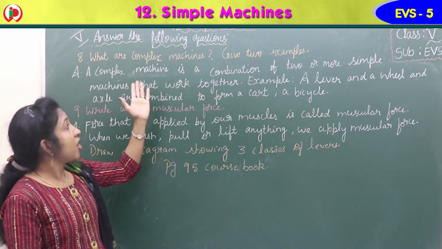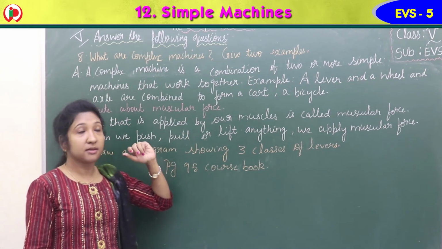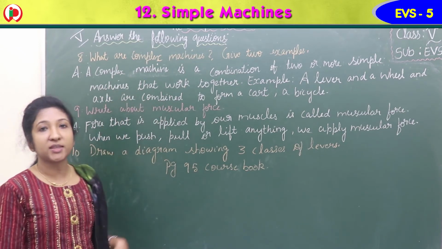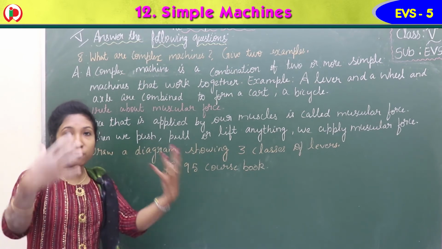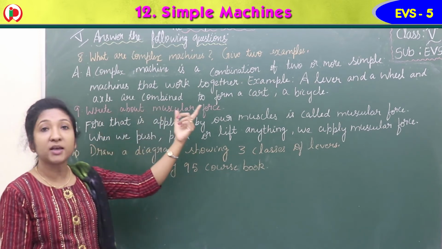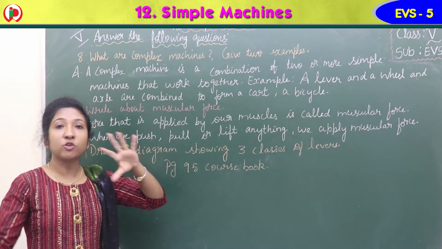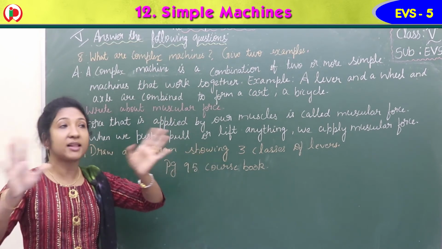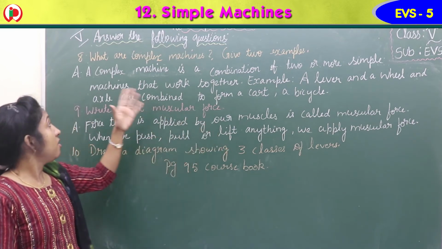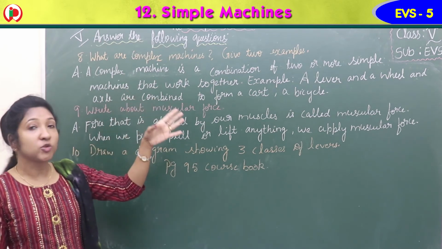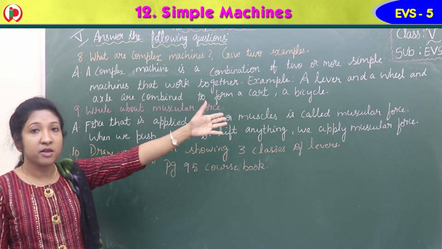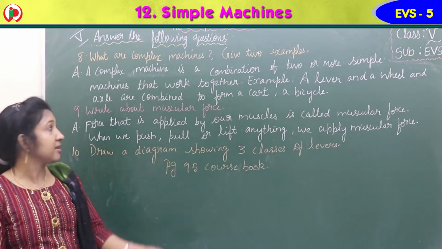So next question is the 8th question. What are complex machines? Give 2 examples. A complex machine is a combination of 2 or more simple machines that work together. 2 or more simple machines put together to form a complex machine. Example: a lever and a wheel and axle are combined to form a cart. To make a cart, we have to combine these 2 simple machines, wheel and axle and lever. A bicycle is a combination of many simple machines.